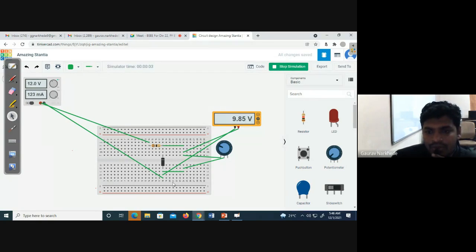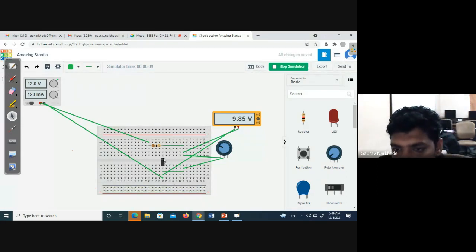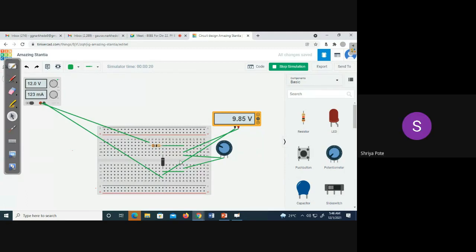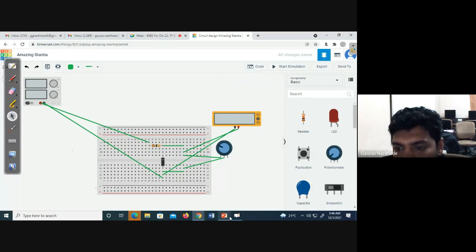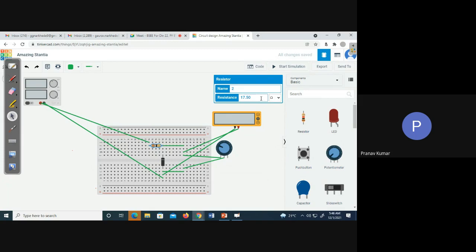So the output should be 5 volts, right? Zener diode is of 5 volts, correct? Why is it 10 volts? Just 1 second, okay? Is this 17.5 kilo ohms? This should be 17.5 kilo ohm, right? 17.5 kilo ohm it will be.